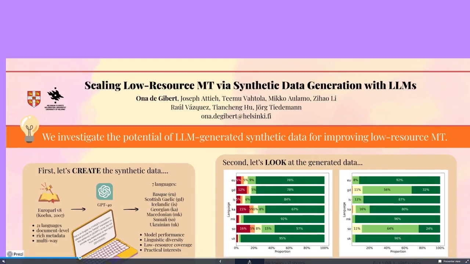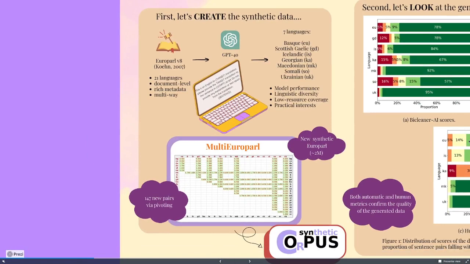Let's dig into it. First of all, let's explain how we have created the synthetic data. We have chosen EuroParl, which is a corpus of document proceedings from the European Court that covers 21 languages and has rich metadata with document-level boundaries. Moreover, it's multi-way, meaning that it is aligned to multiple languages.